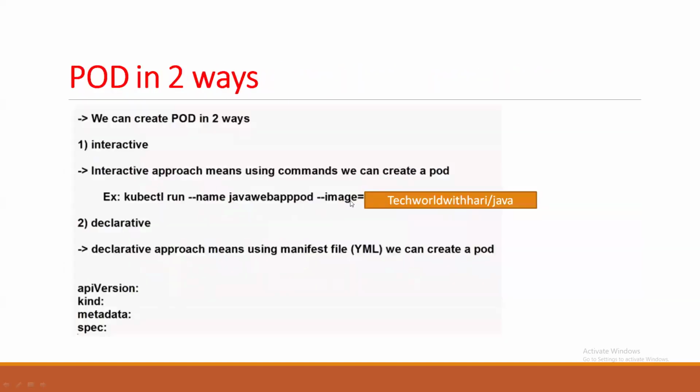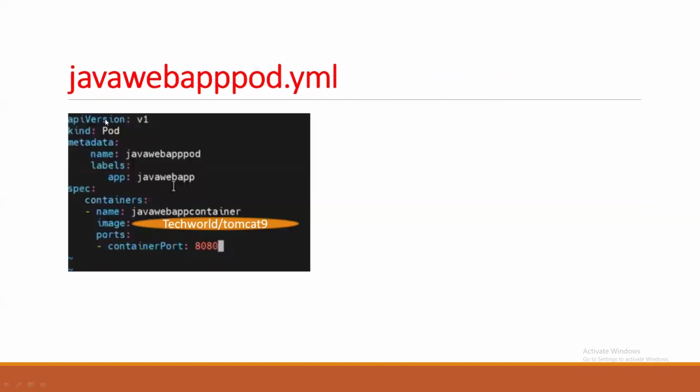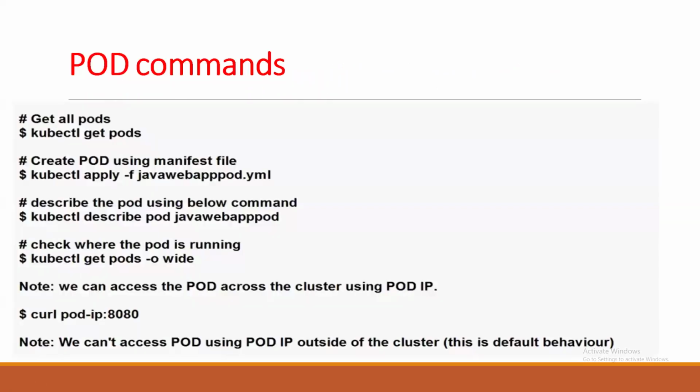This is the interactive approach, and this is the declarative approach. Understood? In the declarative approach, how simple it is: just API version, kind, metadata, spec. In the spec, we need to provide the containers. Understood? So pod commands: kubectl get pods, and to create a pod using the manifest file, kubectl apply.